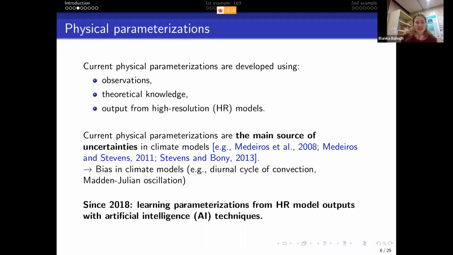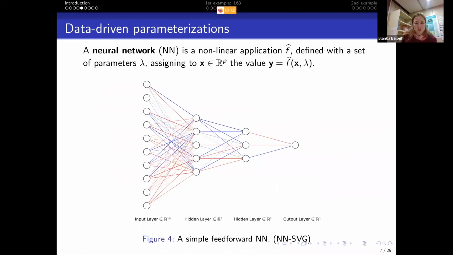But since 2018, there is a new kind of method to design parameterizations, which uses artificial intelligence techniques to learn the representation of subgrid processes from high-resolution model outputs. I think that you're all familiar with neural networks, but just a few words on it. Neural networks are nonlinear applications that I will note with a hat in the following. I will consider only feed-forward neural networks, so very simple architectures, for this study. They are defined with a set of parameters lambda, and they assign to x the value y.